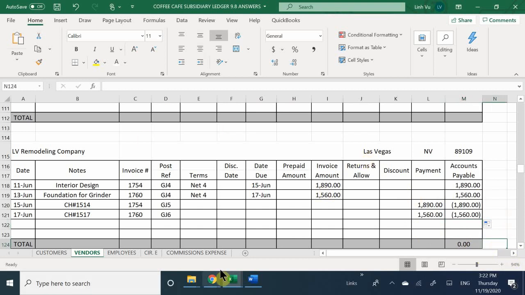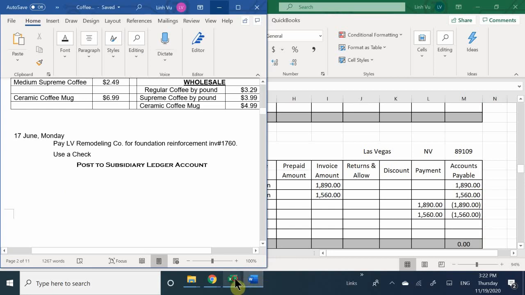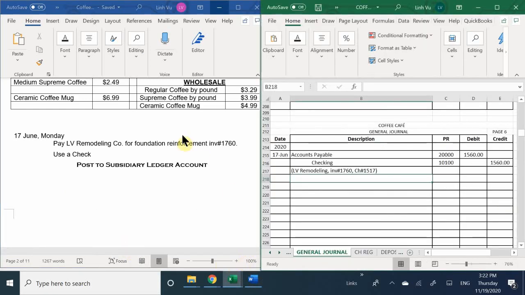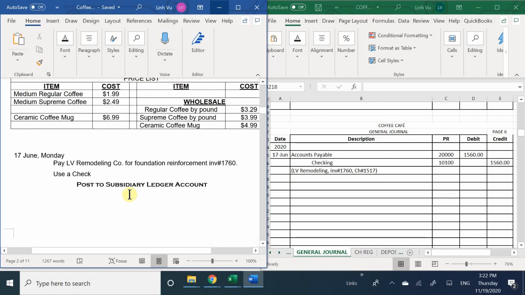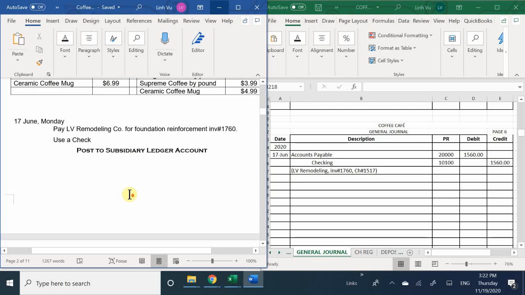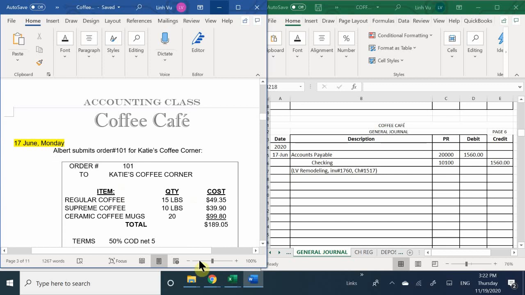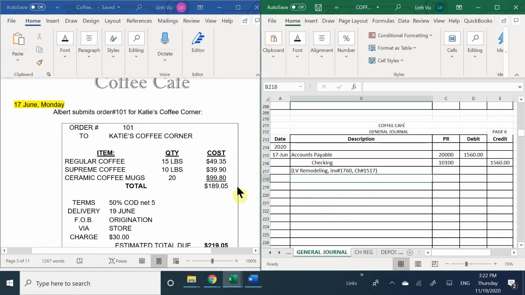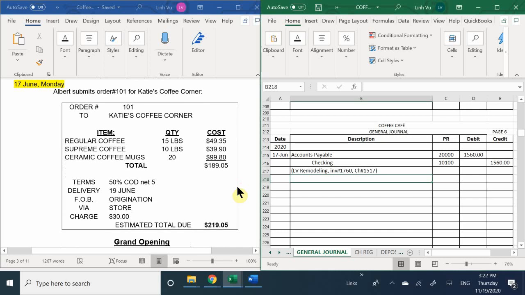Good. And then that is it. Good. So now that we paid LV Remodeling, what has happened next? All right. Let's see. All right. So June 17th, Monday, Albert submits order number 101 for Katie's Coffee Corner.